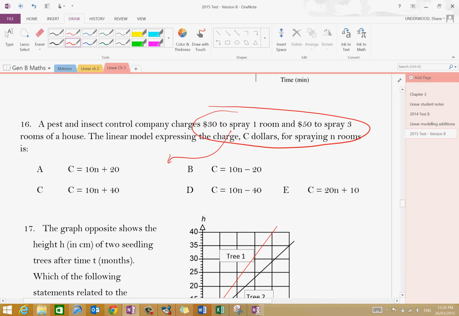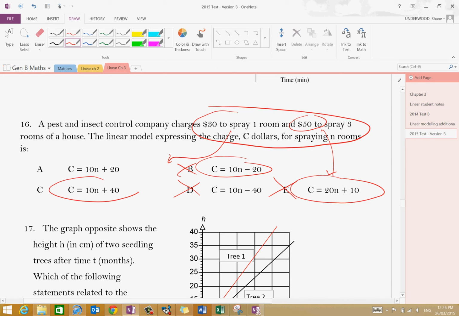For this one, you've basically got to throw your information into the options. You can see there that N is equal to 1, then we've got a cost equal to 30. If I throw that into here, it's not going to work. If I throw it into here, it's not going to work. We're going to get a cost of negative. If I throw it into here, it could work, but will it work for this one? What about 3 rooms? 3 rooms is 60 plus 10. Does that equal 70? No, it does not. So it's out of these two. And if we throw in N is equal to 1 here, then that's going to give me a cost of $50. So the answer was A. And that was not done that well.